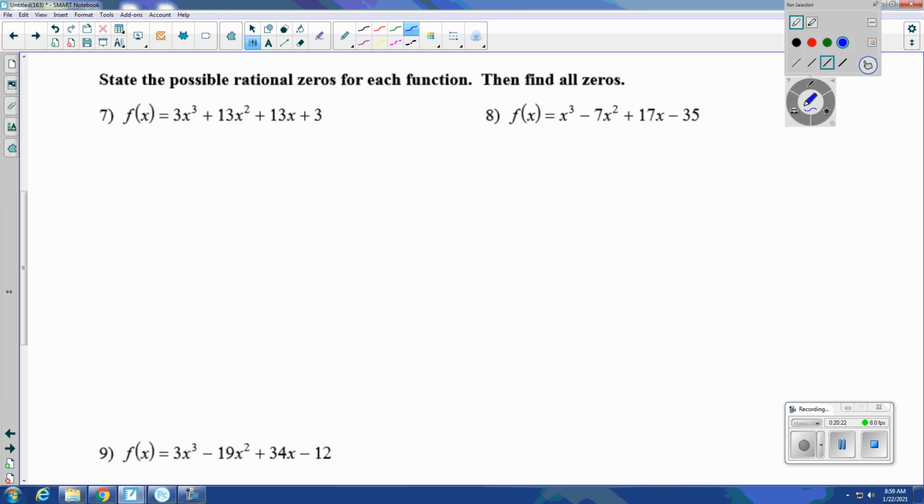But what if we can't factor? We have to use our rational root theorem. So we have to generate potential zeros. So remember, our p's come from our constant term, and our q's come from our leading coefficient.